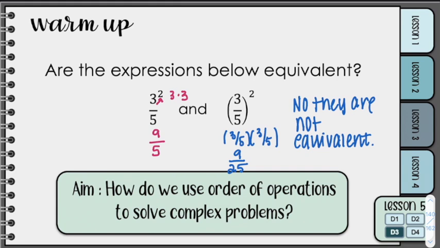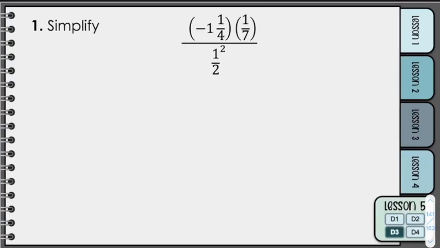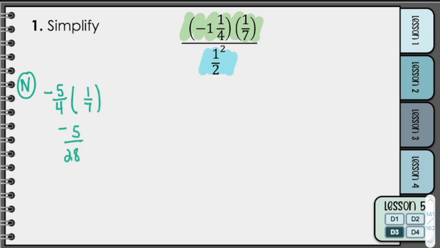Okay, so let's get into the lesson and the practice for today. Just keep in mind, we are continuing with our complex fractions and complex operations. We are going to deal with our numerator first, and then with our denominator. Then we will divide the two. So for our numerator, we have -5/4, because I'm converting it into an improper fraction, times 1/7.